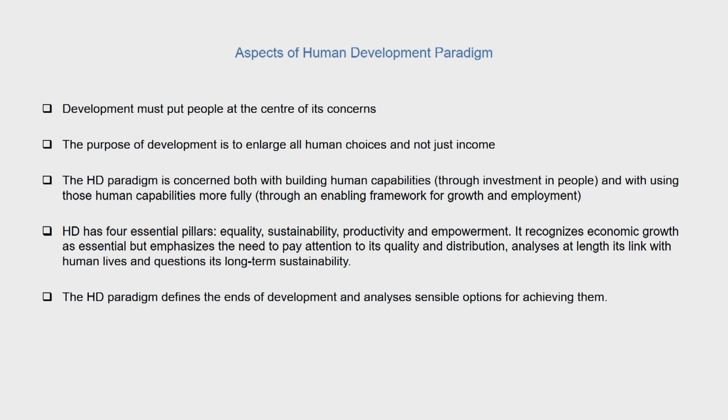Another agreement with respect to the human development paradigm is that it has 4 essential pillars: equality, sustainability, productivity and empowerment. It recognizes economic growth as essential but emphasizes the need to pay attention to its quality and distribution, analyzes at length its link with human lives and questions its long-term sustainability.